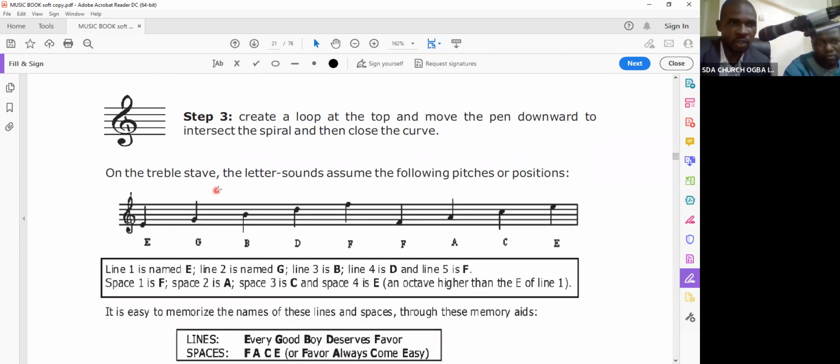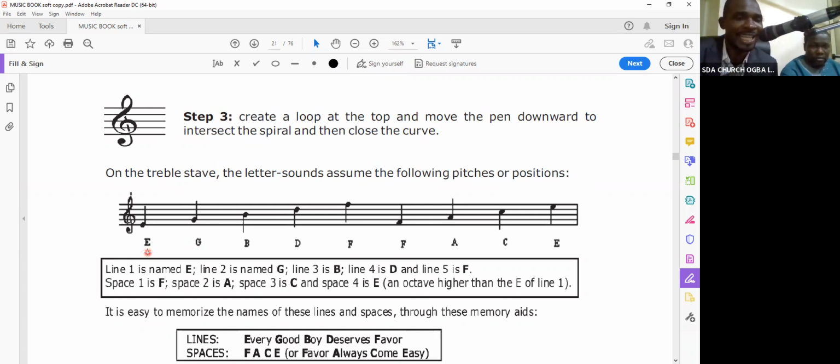Continue. Okay. So on the treble stave, why we call it the treble stave is because we can now find the presence of the clef on the stave. So it is now the treble stave. The letter sounds assume the following pitches or positions. The first line on the treble stave, the letter attached to that line is letter E, and it is fixed. There is no other letter that can take that position except letter E on the treble stave.